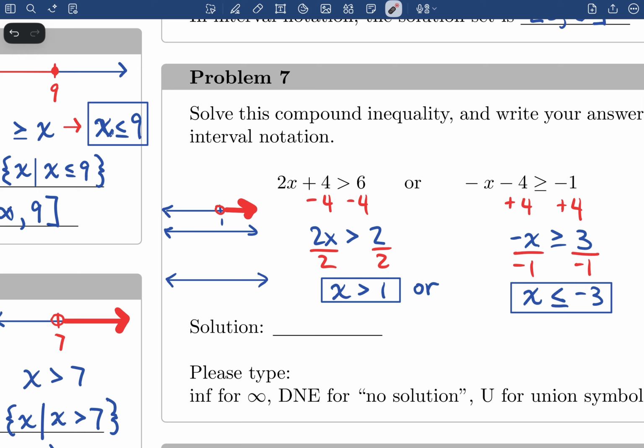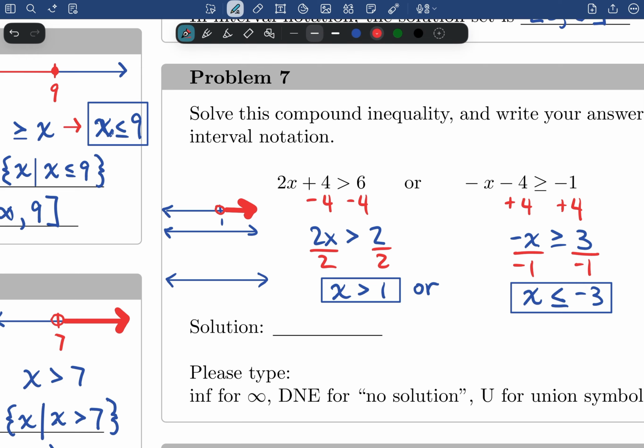Now I'm going to graph x is less than or equal to negative 3 on the second number line here. So I go to negative 3 on that number line. Okay, so here's where negative 3 is maybe. And I put a closed dot. And x is everything that is less than or equal to that. So I'm going to shade the region to the left, and it goes that way forever.